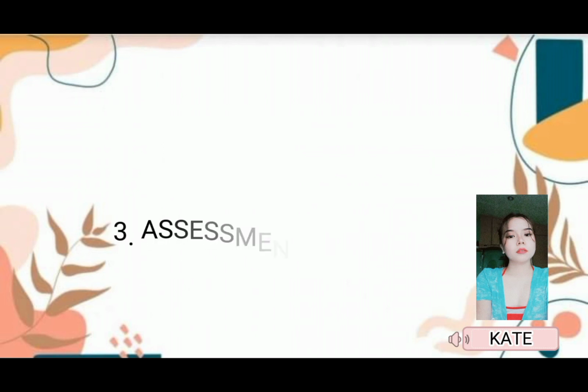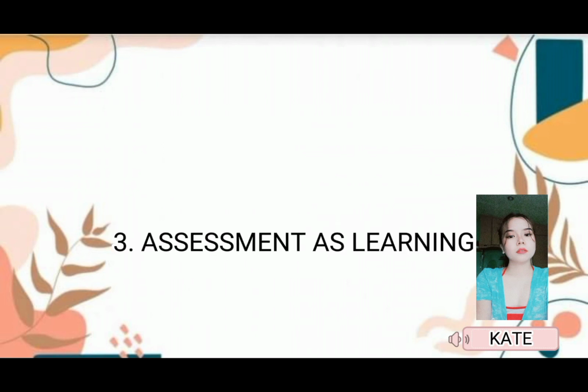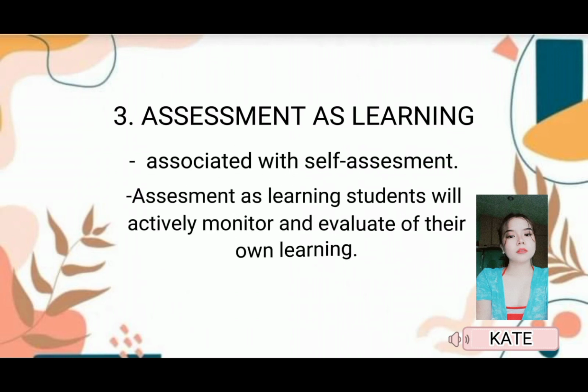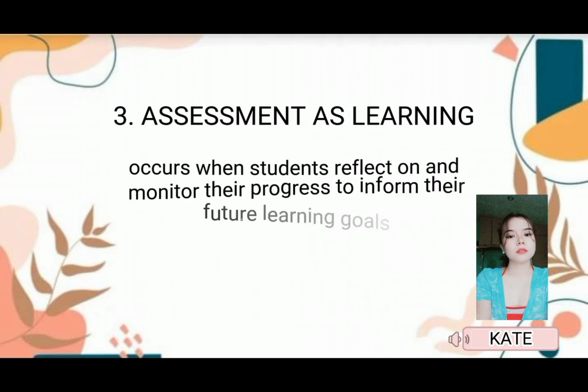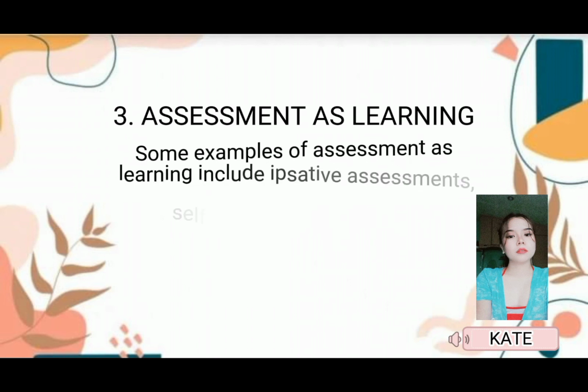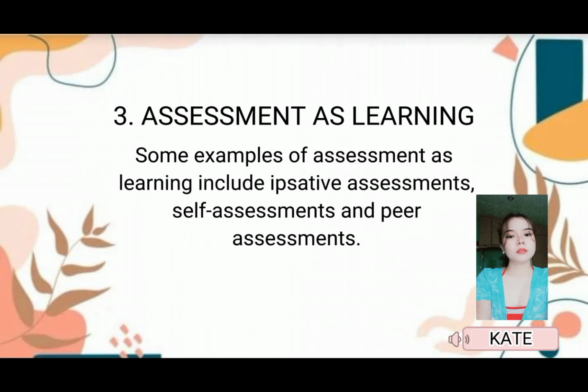And the next assessment is assessment as learning. Assessment as learning is associated with self-assessment. In assessment as learning, students will actively monitor and evaluate their own learning. So, they become self-directed, independent learners, and by assessing their own learning, they are learning at the same time. Assessment as learning occurs when students reflect on and monitor their progress to inform their future learning goals. And some examples of assessment as learning include ipsative assessment, self-assessments, and peer assessments.